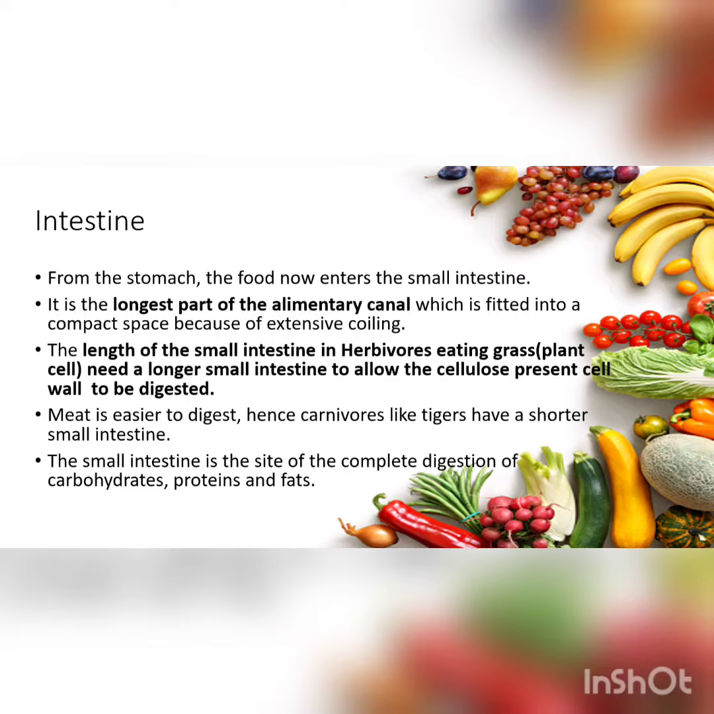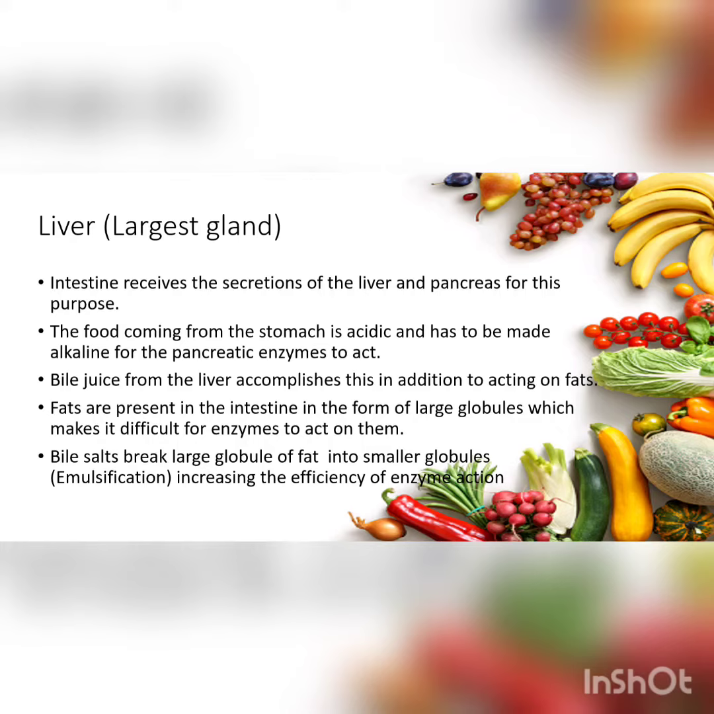Now let's move on to our next slide, that is the liver. The liver is the largest gland and it produces bile juice. Bile juice is responsible for breaking down the larger fat globules into smaller fat globules, and this is known as emulsification of fat. So in a way, the liver secretes bile juice.